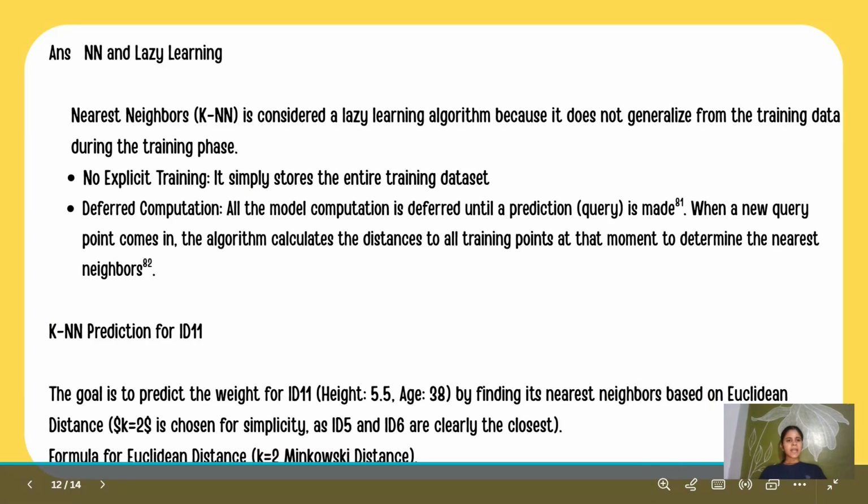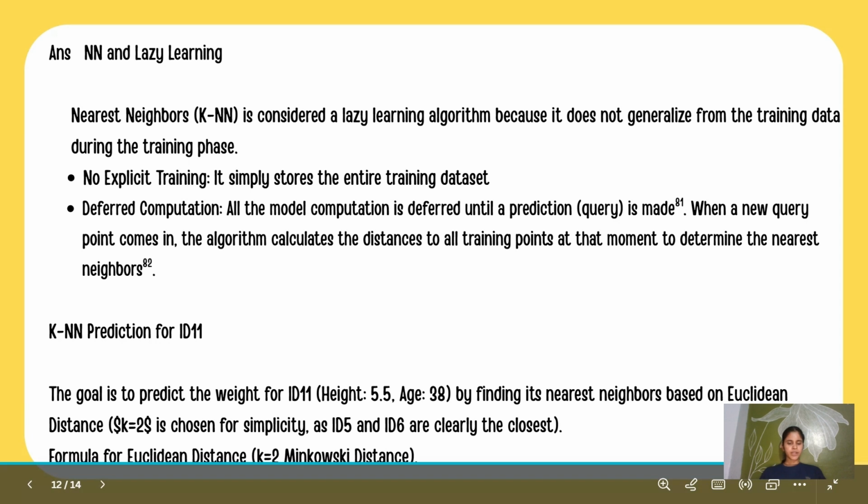So the answer is KNN and lazy learning. Nearest neighbor is considered a lazy learning algorithm because it does not generalize from the training data during the training phase. No explicit training, it simply stores the entire training dataset. Deferred computation, all the model computation is deferred until the prediction is made. When a new query point comes in, the algorithm calculates the distance to all training points at that moment to determine the nearest neighbors.